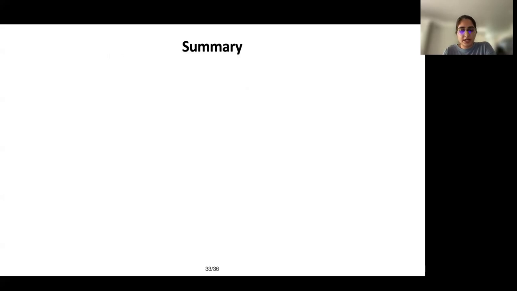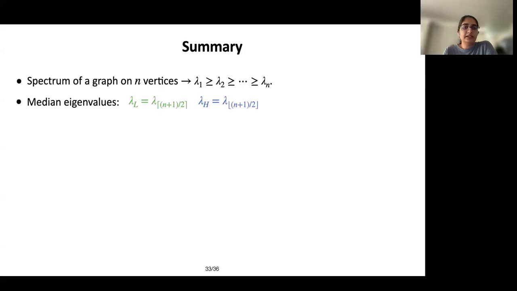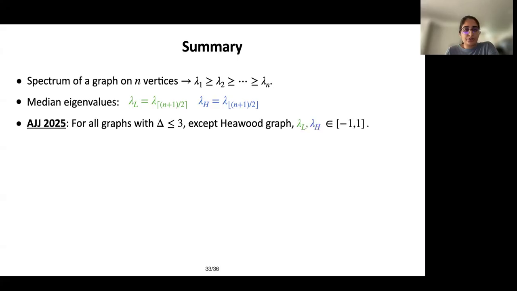So just to summarize, we started with the spectrum of the graph on n vertices. We can arrange them from lambda 1 to lambda n in decreasing order. We define the median eigenvalues to be the ones sitting in the middle of this arrangement. Then we show that for all subcubic graphs, that is graphs whose degree is bounded above by 3, the median eigenvalues lie in the range -1 to 1. The only exception to this rule is the Heawood graph.